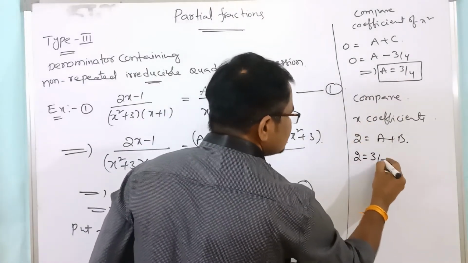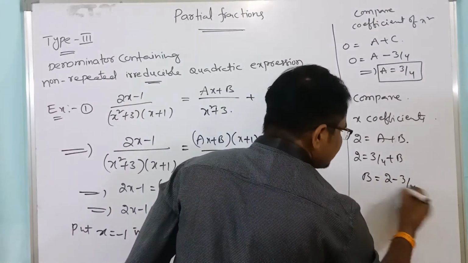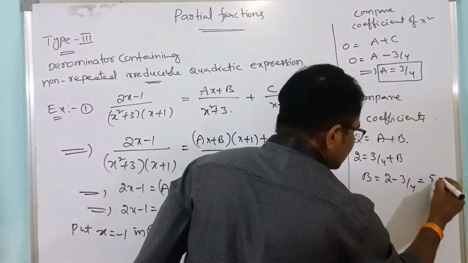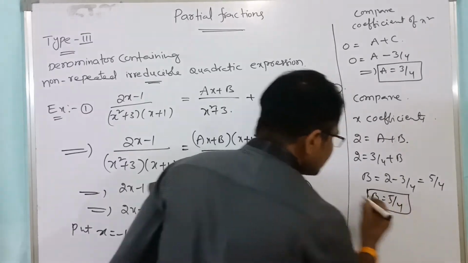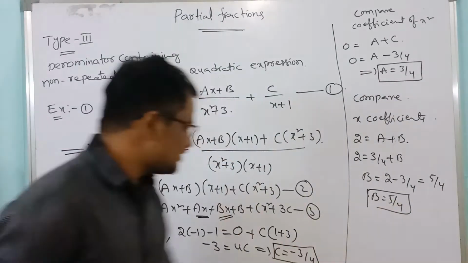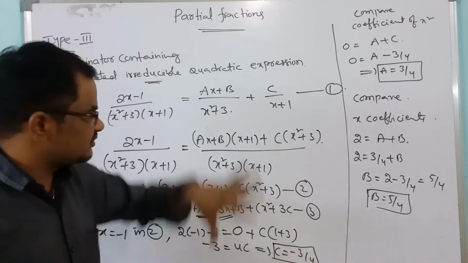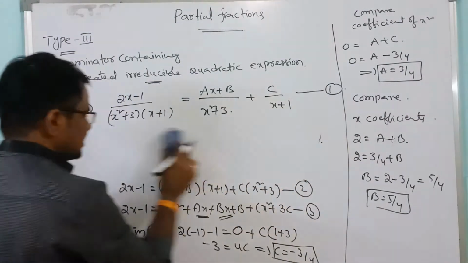2 equals 3 by 4 plus b. Now b equals 2 minus 3 by 4. Take the LCM, 8 minus 3, 5 by 4. So b equals 5 by 4. So a value is 3 by 4, b value is 5 by 4, and c value is minus 3 by 4. These three values we have to substitute in equation number 1.